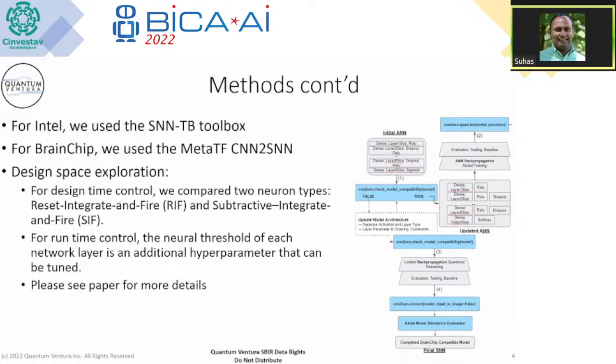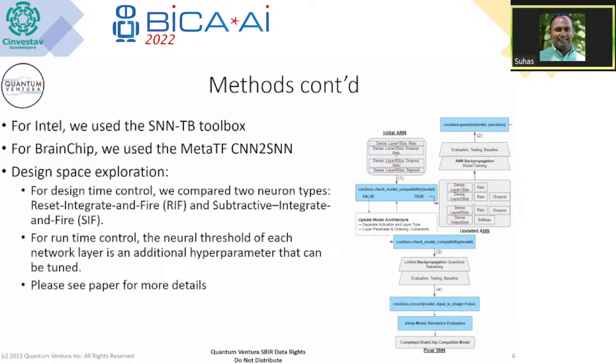And we also looked at something called design space exploration. As I mentioned in the Intel case, there's a hyperparameter of how many time steps you integrate the differential equations to simulate the neurons. That's known as the threshold. We can vary that threshold to see how it affects the speed-accuracy trade-off. More time steps means more accuracy, but also more time. So that speaks to the runtime control.